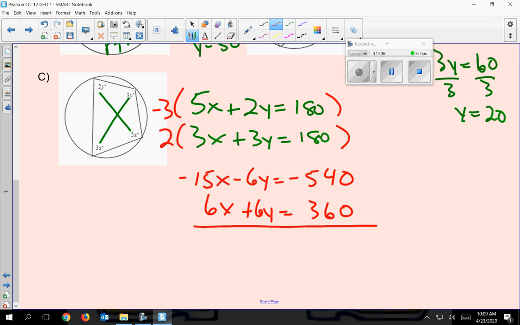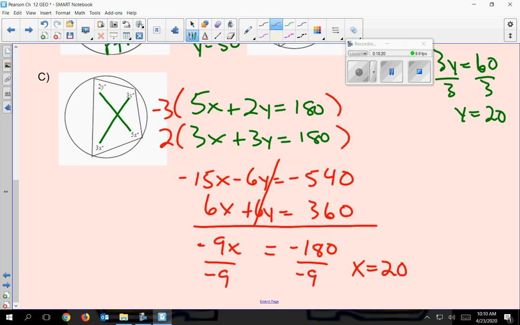Okay, and then I want to just basically add everything vertically. So here, the x's, I'm going to get a -9x. Here, the y's will eliminate. And down here at the bottom, -540 and +360 give me a -180. Okay? So hopefully the system stuff is coming back to you. I'm going to go ahead and solve it for x. I'm going to get a -9 and divide both sides. And I'm going to get x is equal to +20.